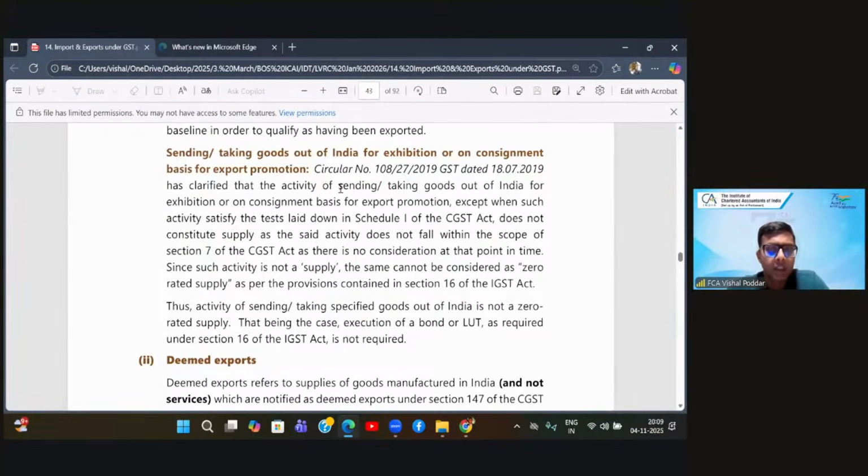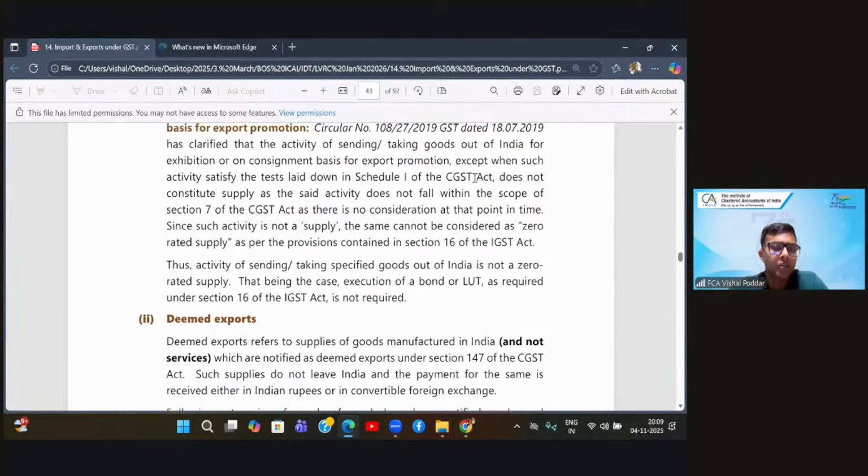Now, in such cases, Circular 108 has clarified that the activity of sending goods out of India for exhibition or on consignment basis for export promotion, except when such activity satisfies the test laid out in Schedule 1, does not constitute a supply as the said activity does not fall within the scope of Section 7. So where you are simply sending them outside for exhibition, it will not be any type of supply.